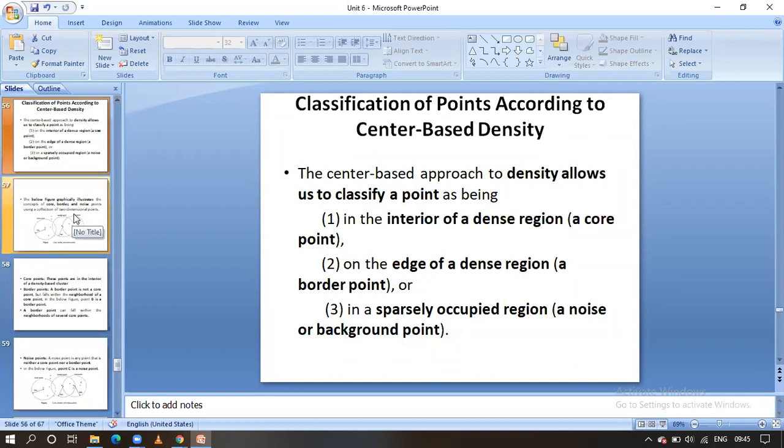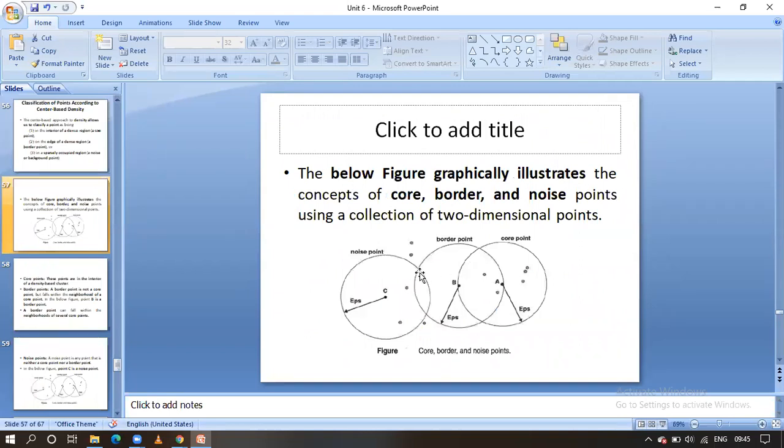Diagrammatically, let us see what the points are. Here is the main core point, E is the core point. Here EPS is the radius, and with that radius we have formed one circle. How many points are there in this core point? 1, 2, 3, 4, 5, 6. These are the interior region, and overall those points we call core points. These are the interior points related to that one.